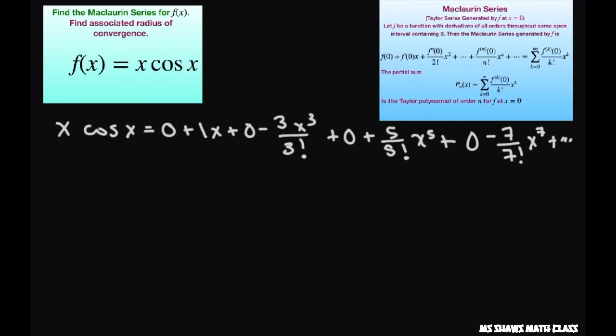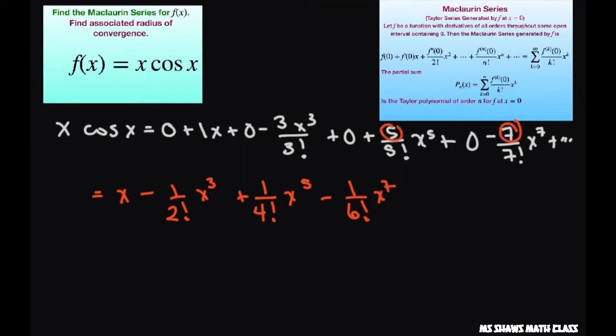And what ends up happening is you're going to get x minus 1 divided by 2 factorial x cubed, plus 1 divided by 4 factorial times x to the 5th power, minus 1 divided by 6 factorial times x to the 7th. And that's because we have this number up here. So this is going to go down 1. So you've got 5 divided by 5 factorial. So that's why that happens.